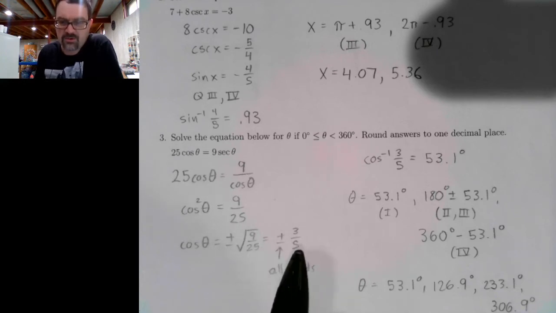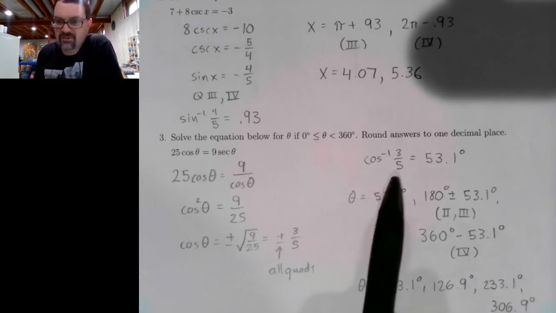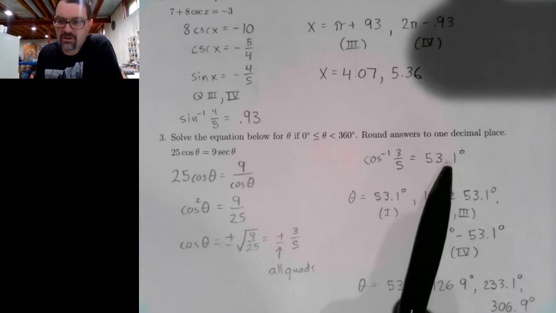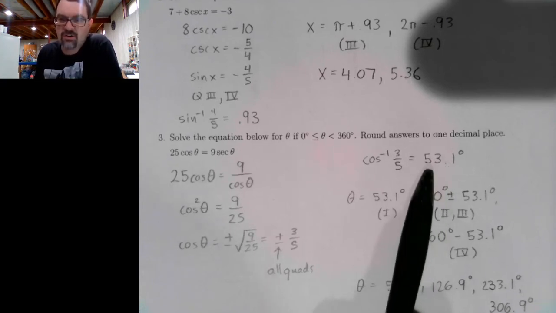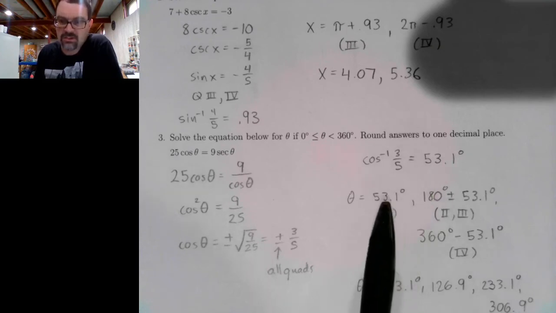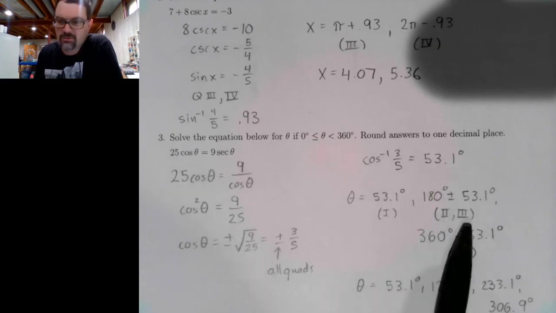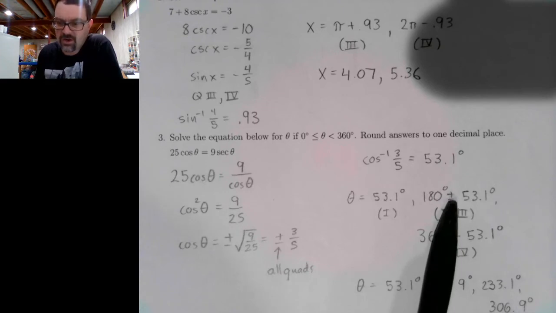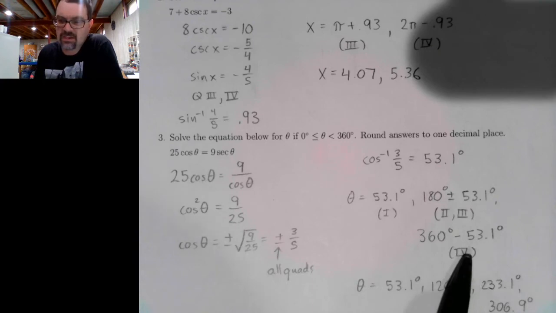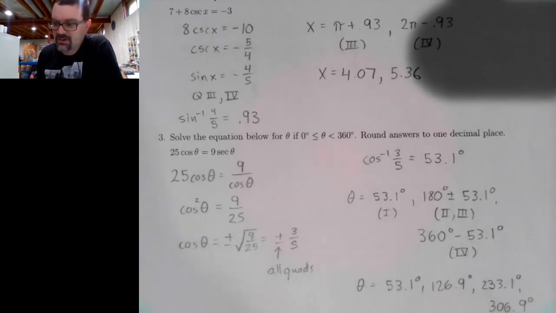This actually simplifies quite nicely to just a 3/5. And since we got the plus minus, we're talking about all 4 quadrants. So for the reference angle, just take the positive 3/5 and do inverse cosine. So there's your reference angle. And now it's a matter of finding the solutions in all 4 quadrants. So quadrant 1, it is the reference angle. Quadrants 2 and 3 come from adding and subtracting the reference angle from 180. 360 minus the reference angle for quadrant 4. And there's your actual answers.